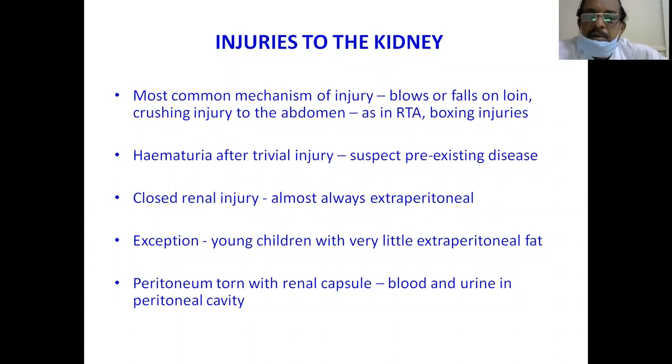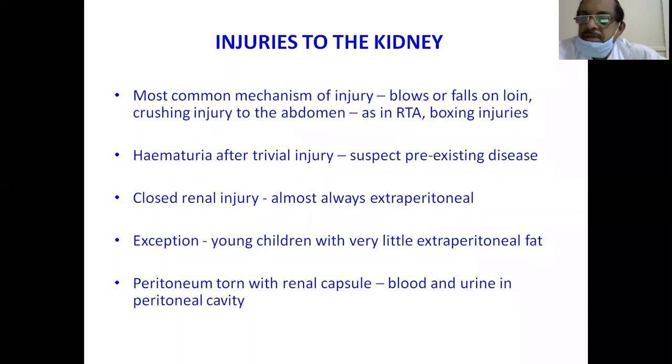There will be hematuria, but most of them are treated conservatively only. If there is hematuria after a trivial injury, suspect that there could be a pre-existing disease like a tumor or hydronephrosis. A closed renal injury is almost always retroperitoneal and doesn't communicate to the peritoneal cavity, except in very young children, who have less perirenal fat and coverings of the kidney and are very prone to injuries. That's why in young children you have to think of the probability of renal injury. High suspicion should be there because classical manifestations may not be present.